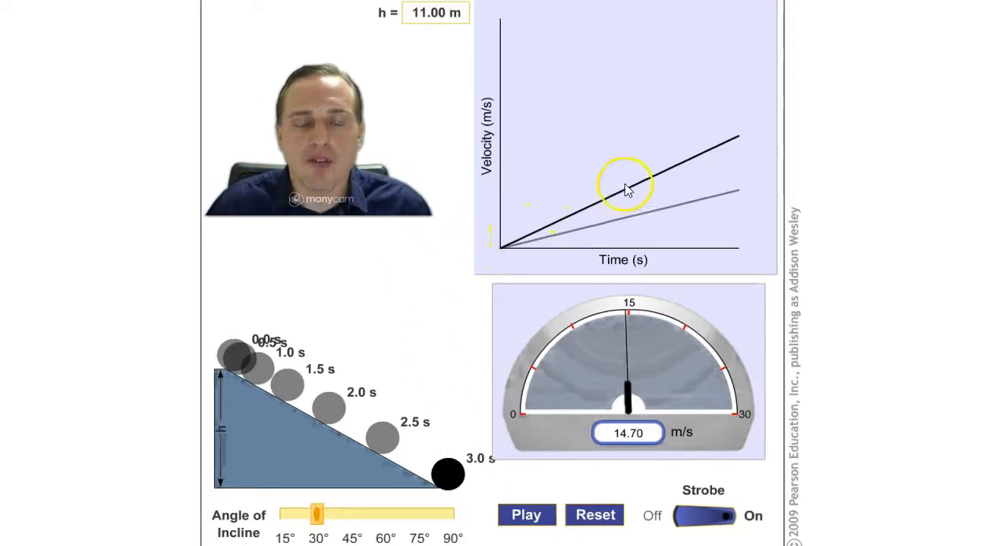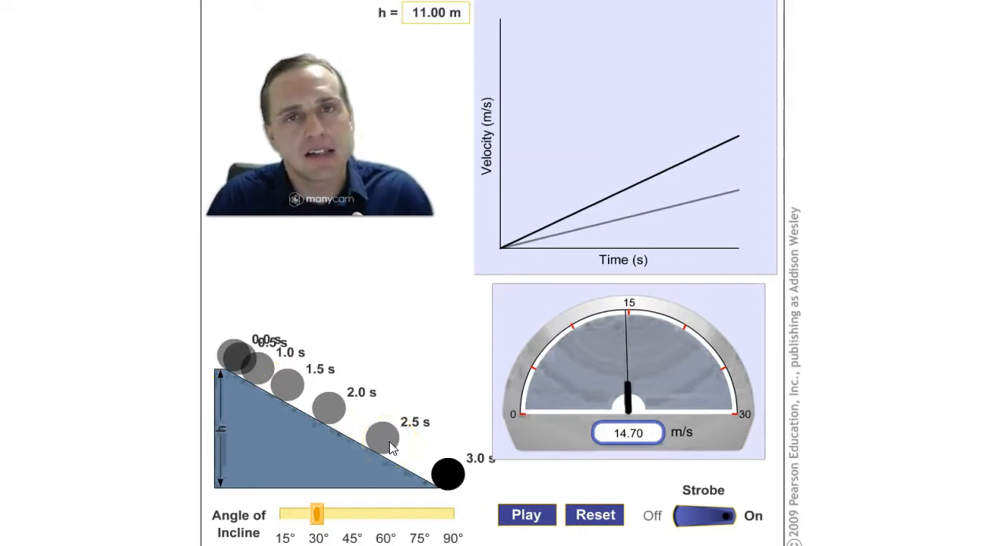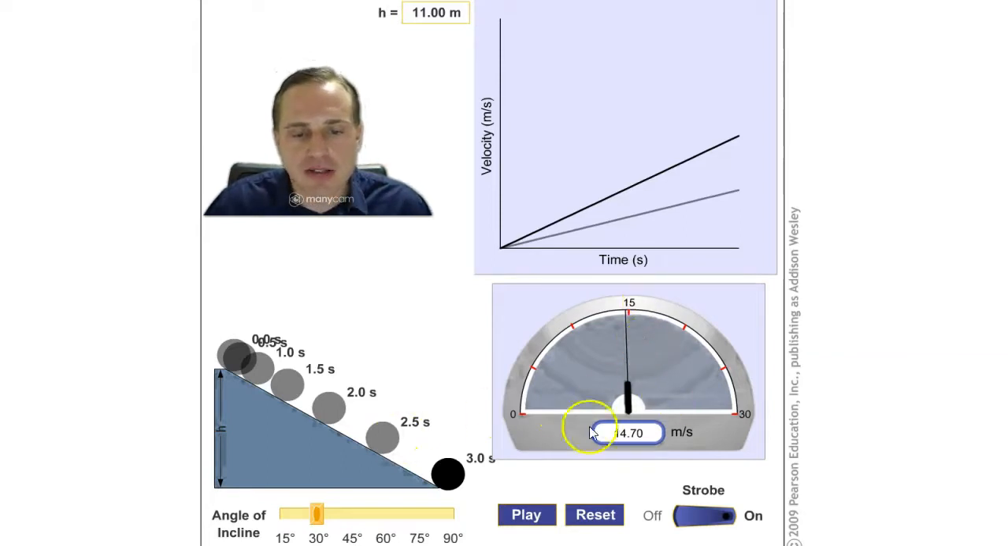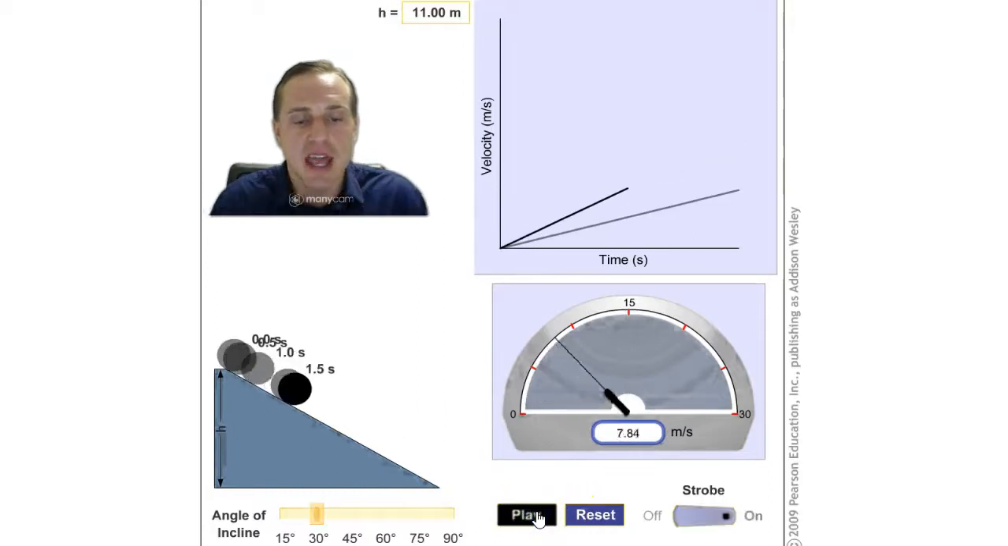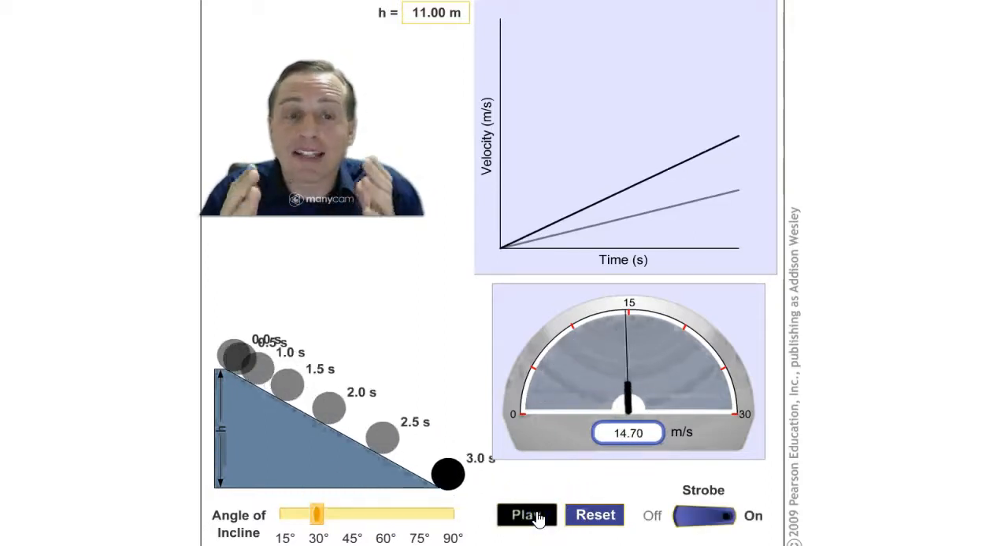Well, if we play this, notice that this time the strobes are even further apart than before, and that's because the slope of the velocity versus time graph is larger. That is to say, there's a greater increase of velocity with respect to time. Notice that the final velocity that the ball gets down to the bottom of the inclined plane with is larger than it would otherwise have been for a 15-degree angle. And notice this is a notion of what we would call acceleration. So if we play this again, notice that there's greater acceleration to the ball.